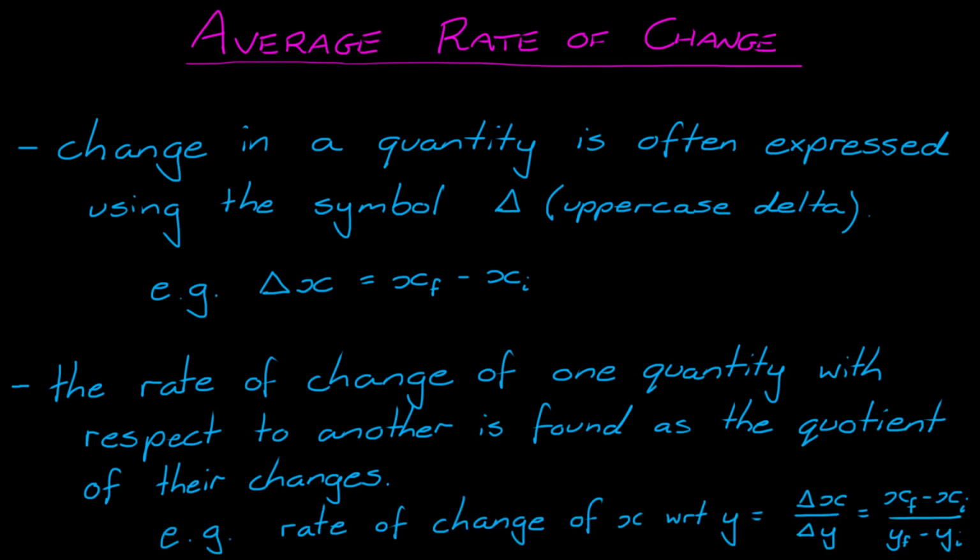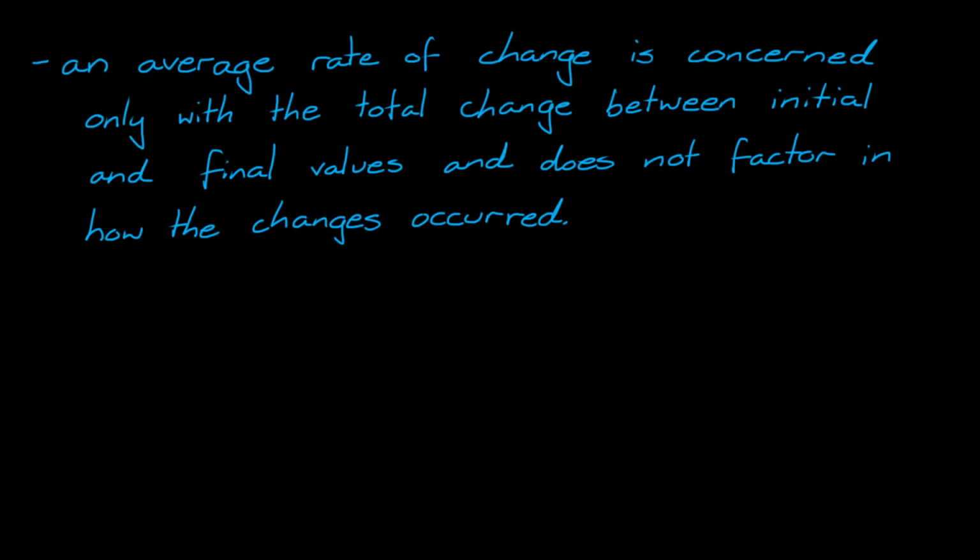The rate of change of one quantity with respect to another is found as the quotient of their changes. For example, the rate of change of x with respect to y would be found as the change in x divided by the change in y, delta x divided by delta y, or x final minus x initial divided by y final minus y initial. An important point to make about an average rate of change is that it is concerned only with the total change between initial and final values, and does not factor in how the changes occurred in between.